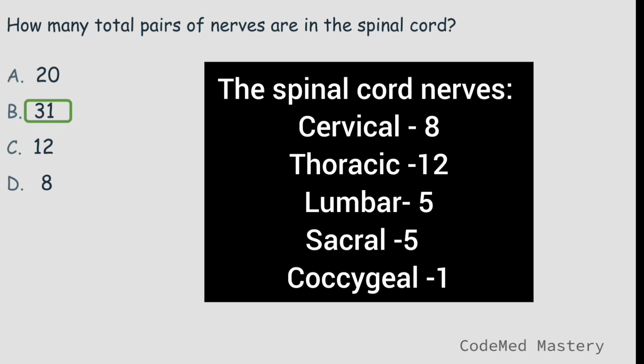The spinal cord nerves are broken down as follows: 8 pairs of cervical nerves, 12 pairs of thoracic nerves, 5 pairs of lumbar nerves, 5 pairs of sacral nerves and 1 pair of coccygeal nerves. So the right answer is option B, 31.